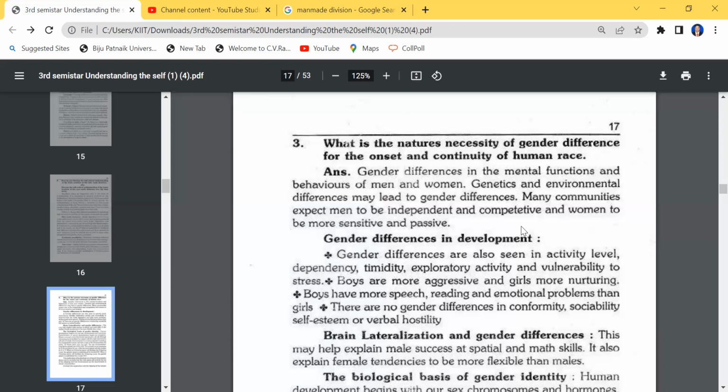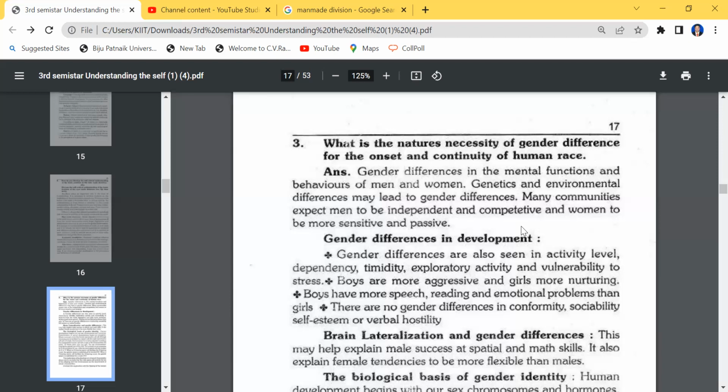Genetic and environmental differences may lead to different differences. Many communities expect men to be independent and competitive, and women to be more sensitive and passive. Whenever we discuss competition in the human race, we consider men and women only. Basically men are considered to be independent and competitive, but in the case of women, that we have not considered. We just feel that a woman must be more sensitive and passive.